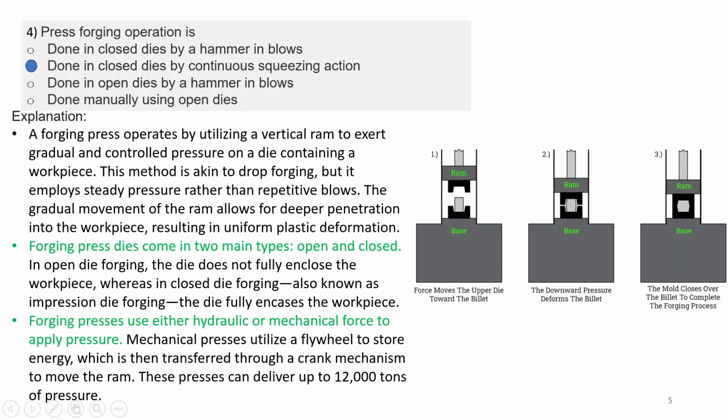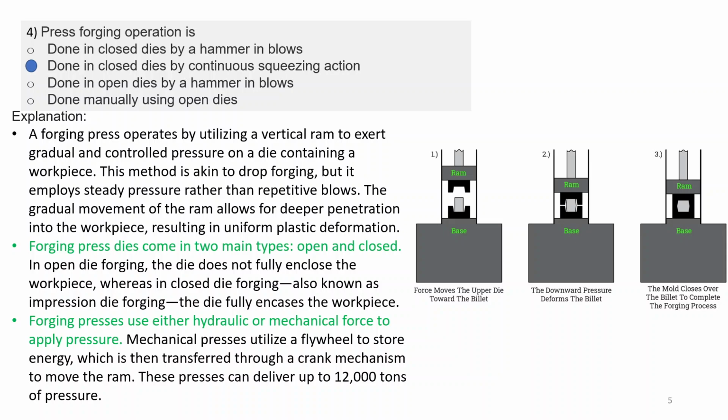Okay, so a forging press operates by utilizing a vertical ram to exert gradual and controlled pressure on a die containing a workpiece. This method is akin to drop forging, but it employs steady pressure rather than repetitive blows, and the gradual movement of the ram allows for deeper penetration into the workpiece, resulting in uniform plastic deformation.